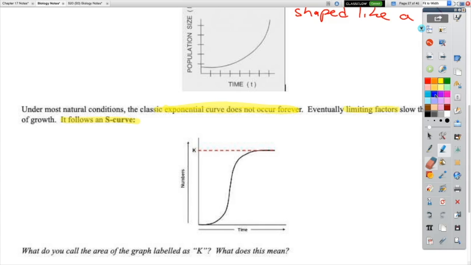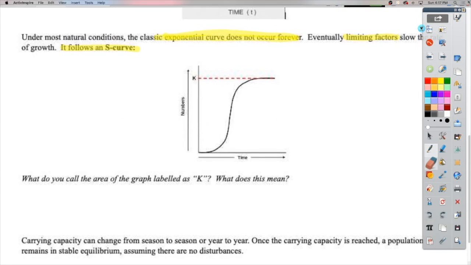I just want to note that it's not like it'll just stay flat forever, right? You might get little bumps like this as you go, but it'll hover around this point here, given no disturbances to the ecosystem. So what do you call the area of the graph labeled as K? And what does it mean?